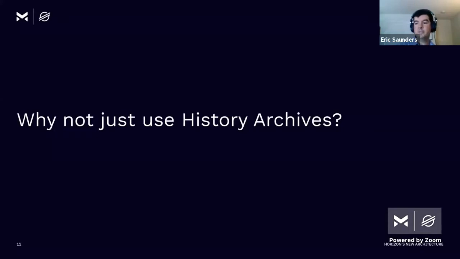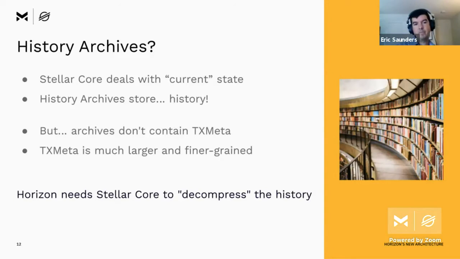Okay, so at this point, some of you that paid attention to the first diagram might be shaking your head and saying, why are you even looking at Stellar Core? Why don't you just use the history archives? They record the history, right? And it is a good question. Why don't we use the history archives?